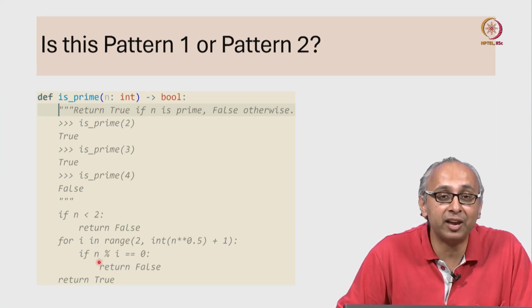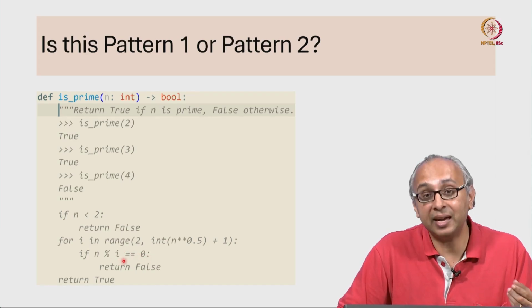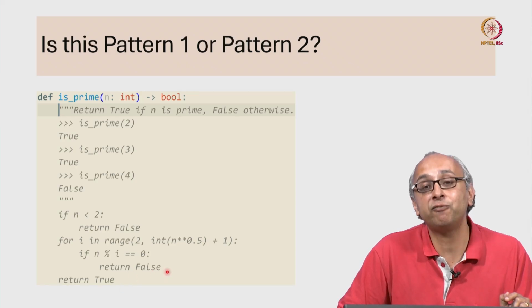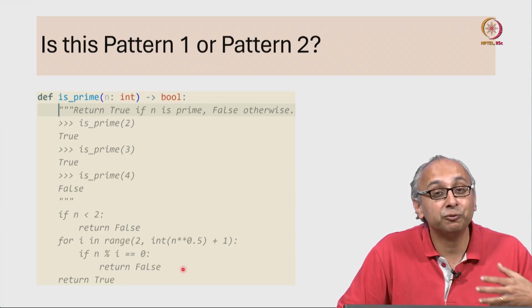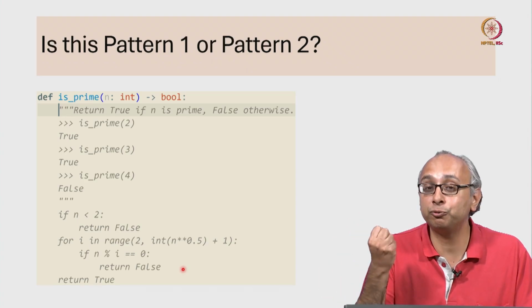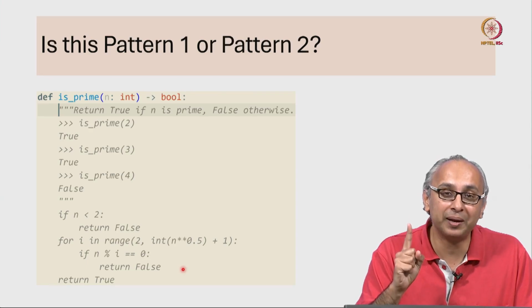It's trying to check if n remainder i is equal to 0. So i, in that case, would be a factor of n. In that case, we are returning false. It's not a prime. This fits the pattern of searching until you find something, iterate until success, pattern 1.